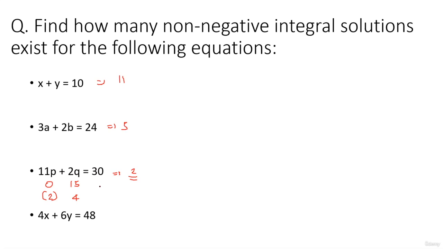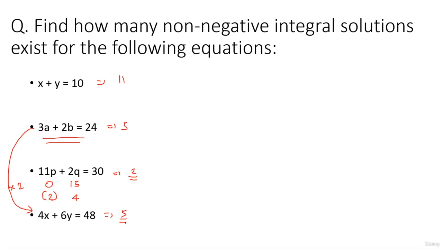4x plus 6y equals 28. If you observe, it is nothing but the same question multiplied by 2, right? Look, divide it by 2, what will you get? 2x plus 3y equals 14. Okay, 3a plus 2b is 24, that is the same, isn't it? So this will also have 5 solutions, right?